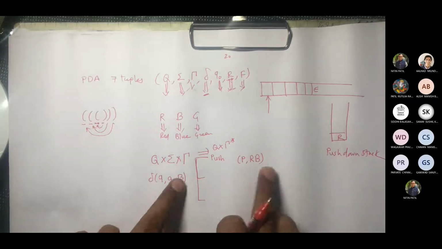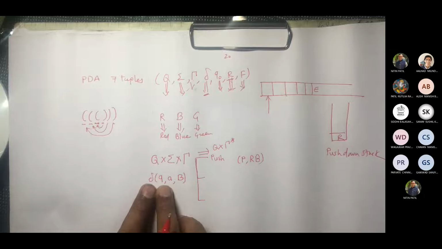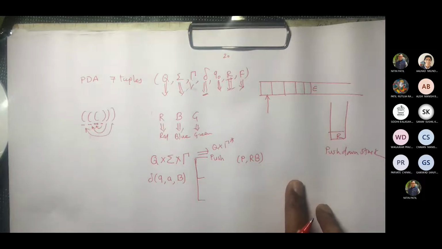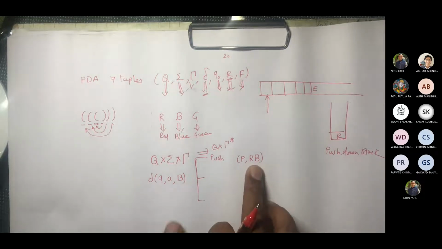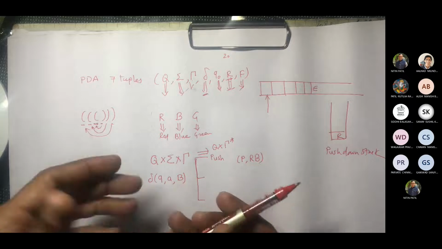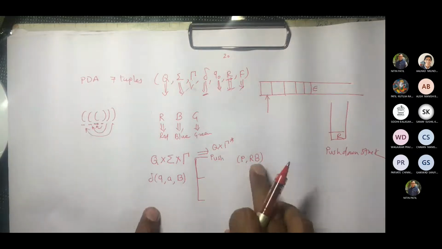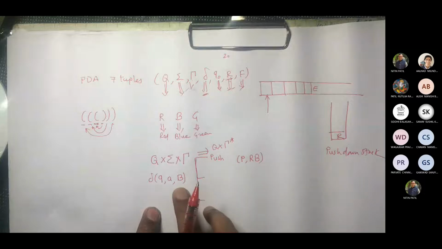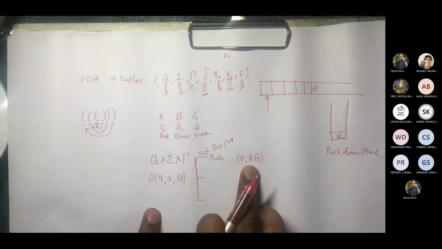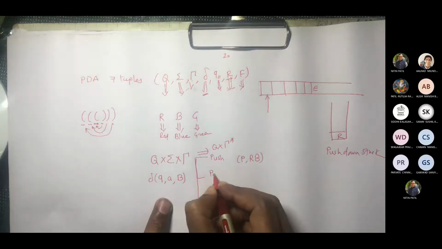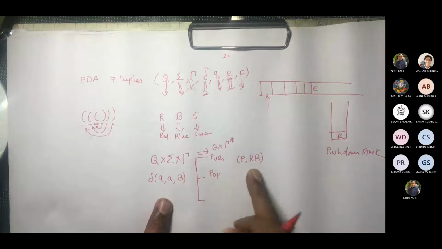In this case this B was the top. Now we are changing from Q to P. Now this Q and P may be the same, we don't know. This RB means what? This is B, and at the top you are putting something, so you are inserting something. If at the top is B, then we are adding R there. So the first element on the top would be R now. This is referred to as push.